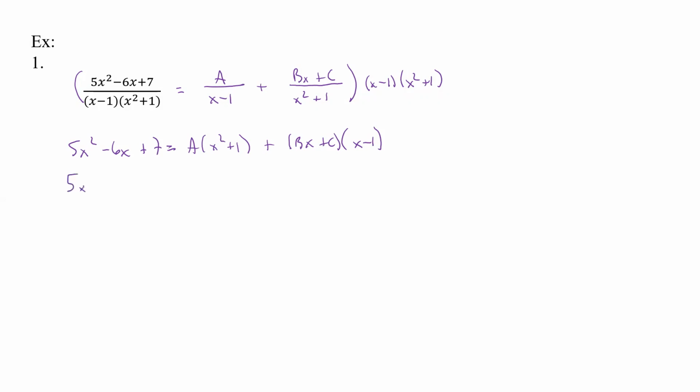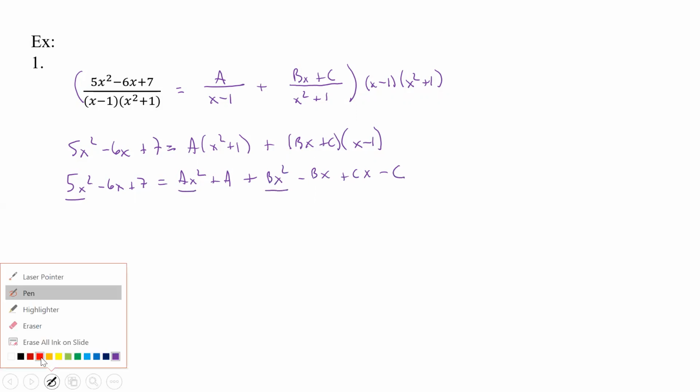And so we get 5x squared minus 6x plus 7 equals ax squared plus a plus, now we have bx times x, so that's going to be bx squared. Bx times negative 1, so it's a minus bx. C times x, so it's a cx. And c times negative 1 is negative c. Okay. So now we have an x squared term, an x squared term, an x squared term.